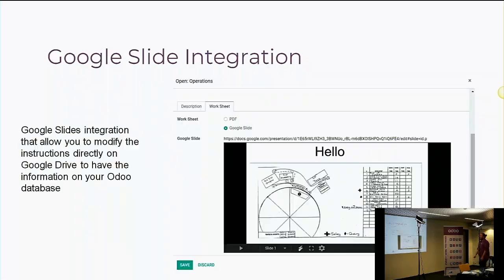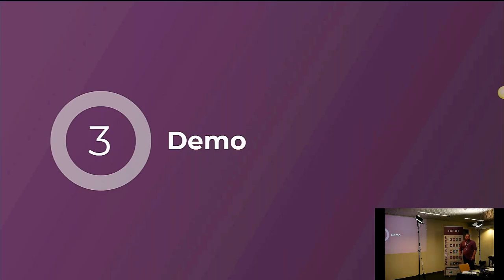And now we also have Google Slide integration for your worksheet. That means that when you have a routing and you have several operations, you were able to put a PDF file for your workers, your employees, to see all the operations they had to do. Now you can put a URL of a Google Slide. So you just have to modify your Google Slide online, and automatically, with the integration we have, it will appear in your work order view once you are processing different work orders. So there's a lot of nice stuff. Let's see how that works in real life.